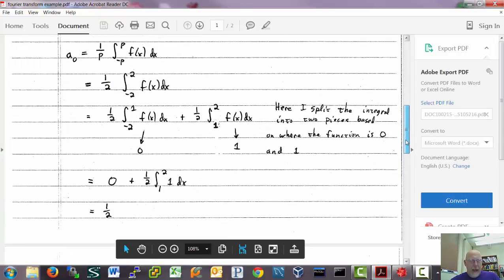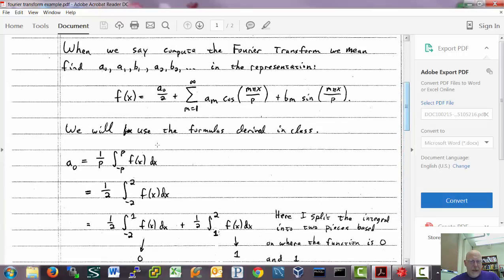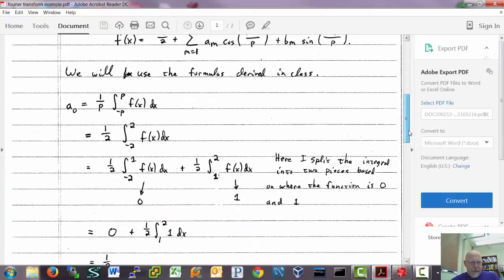Okay, so we've computed A_0, and notice that that means that the function f starts with A_0 over 2, or 1/4. There's a 1/4 here in the beginning, and we'll get to that in a second.